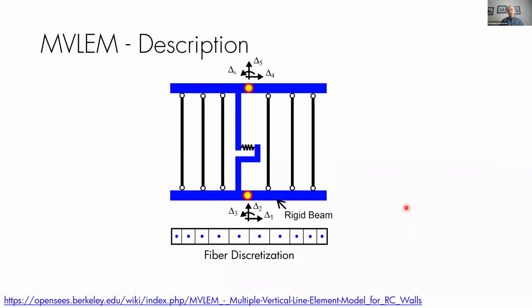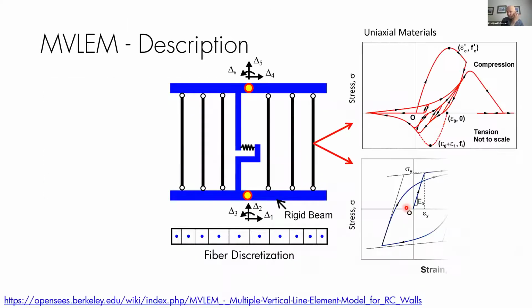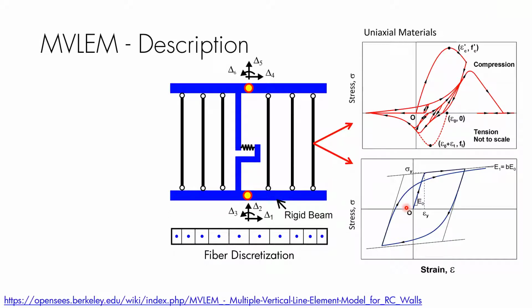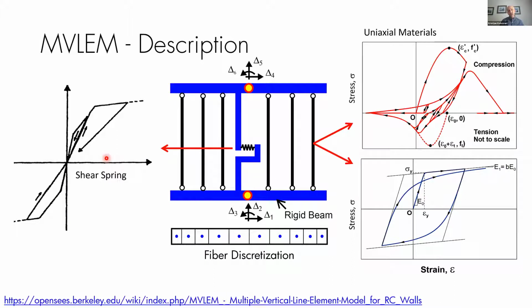The behavior of these uniaxial fiber elements is really governed by the concrete and steel material models, which are uniaxial materials as well. They're used to describe the flexural behavior of this element. And then the shear behavior is uncoupled from the flexural behavior, and it behaves according to the shear spring, whatever material you use.